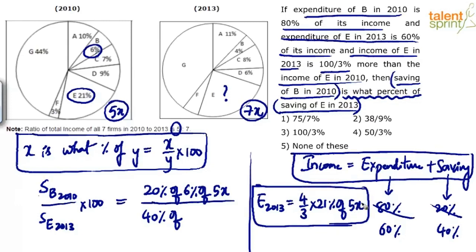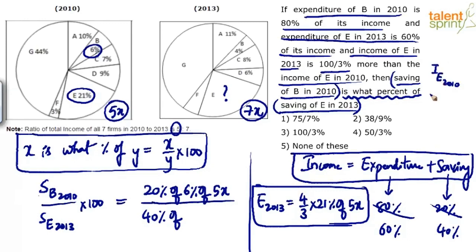See, 21% of 5x, very clear. 21% of 5x is the income of E in 2010. Why are we multiplying this by 4 by 3? Because the question says that it is 1/3 more. So income of E in 2010 is, let's say, this.